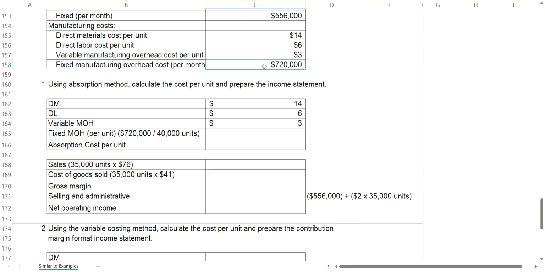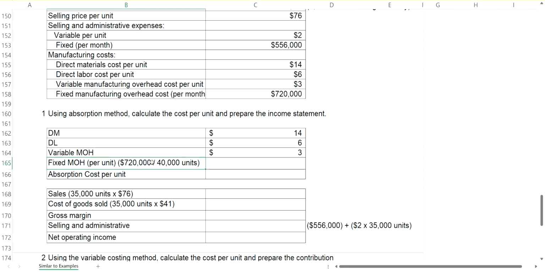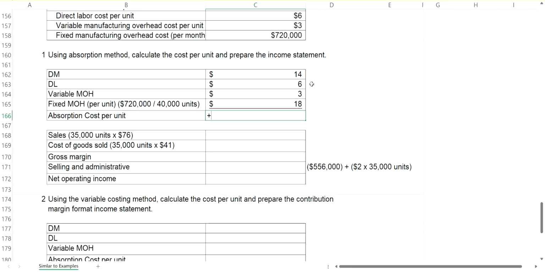So I take the total fixed manufacturing overhead of $720,000 and divide it by units produced, not sold, units produced of 40,000. So I did write it out to the side here. So $720,000 in fixed manufacturing overhead divided by 40,000 units produced is $18 per unit. Now you have it all per unit. So I will add 14 plus 6 plus 3 plus 18. The cost per unit using the absorption method is $41.